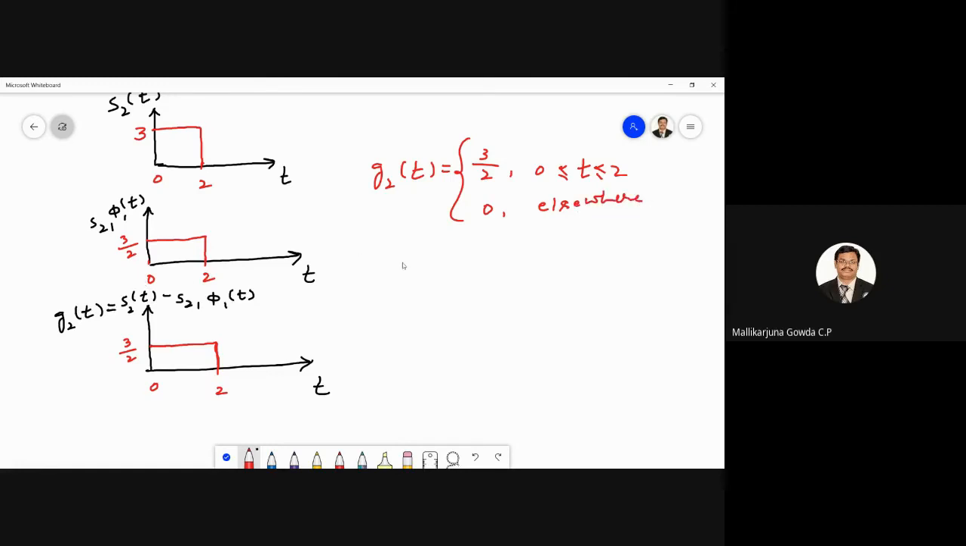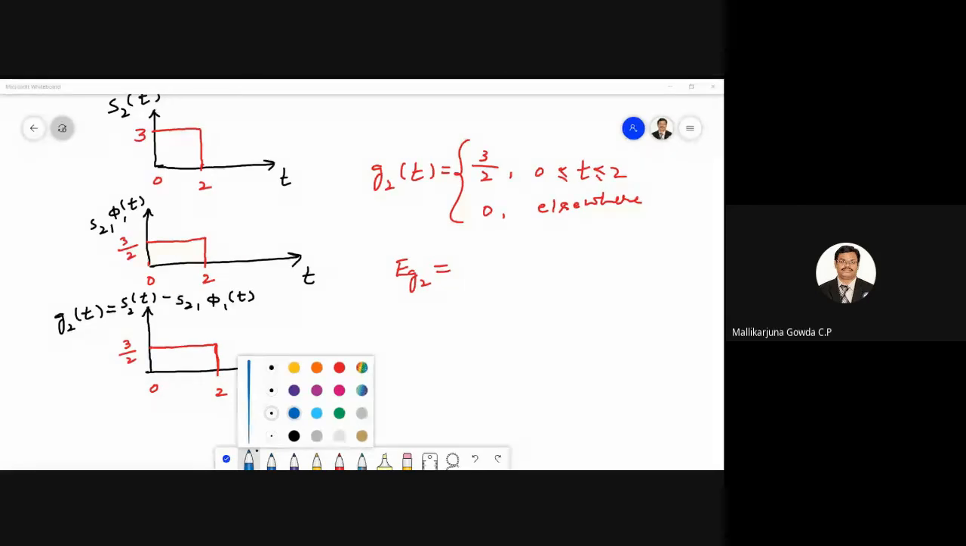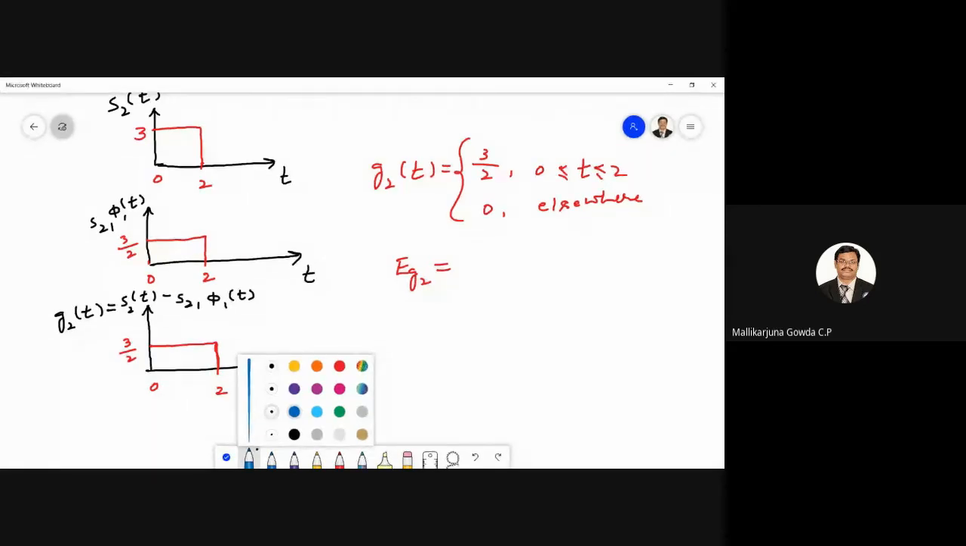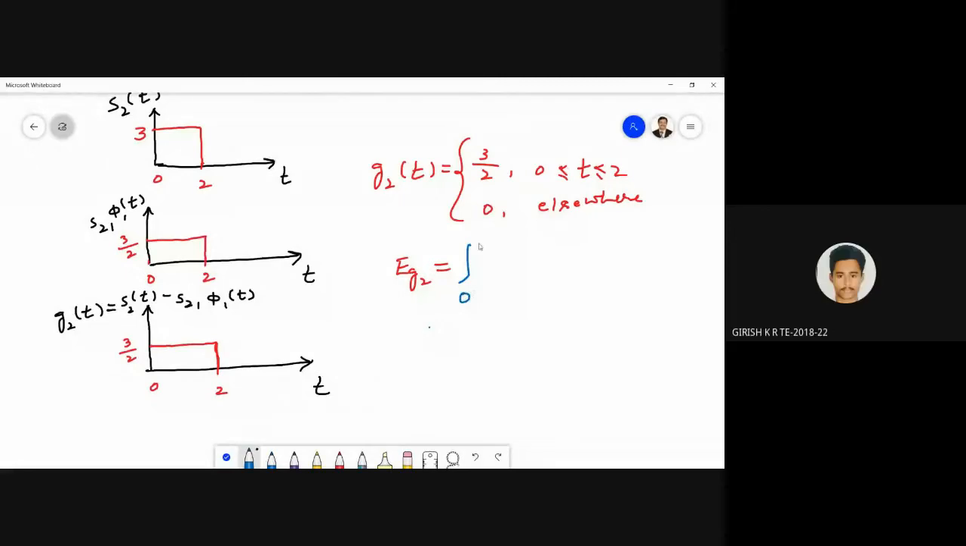Okay, so what is the energy of the signal G2 of t? Girish, can you tell me the energy of the signal G2 of t? Sir, Girish, you are there? Yeah, fine. Energy of the signal G2 of t, so integral. What are the limits? 0 to 3 by 2? Why? 0 to 3 by 2.